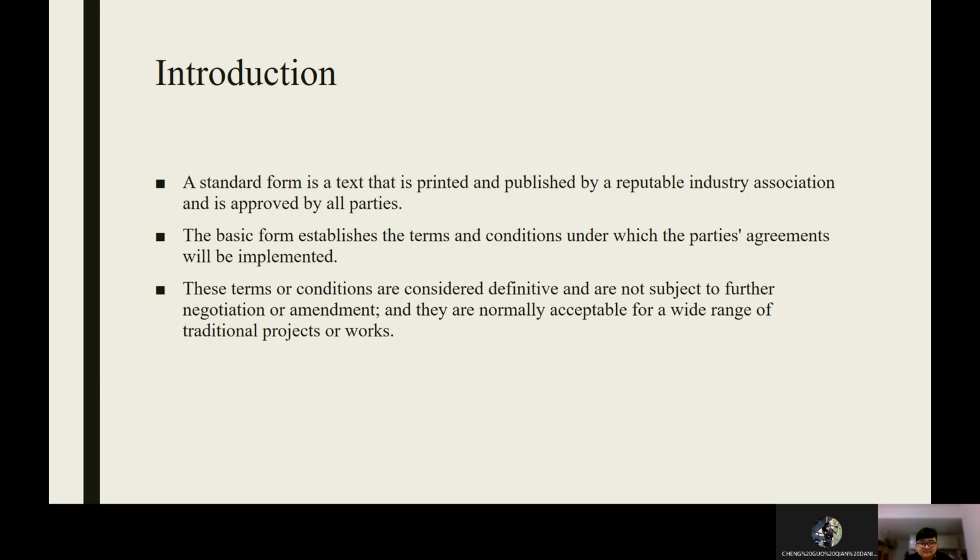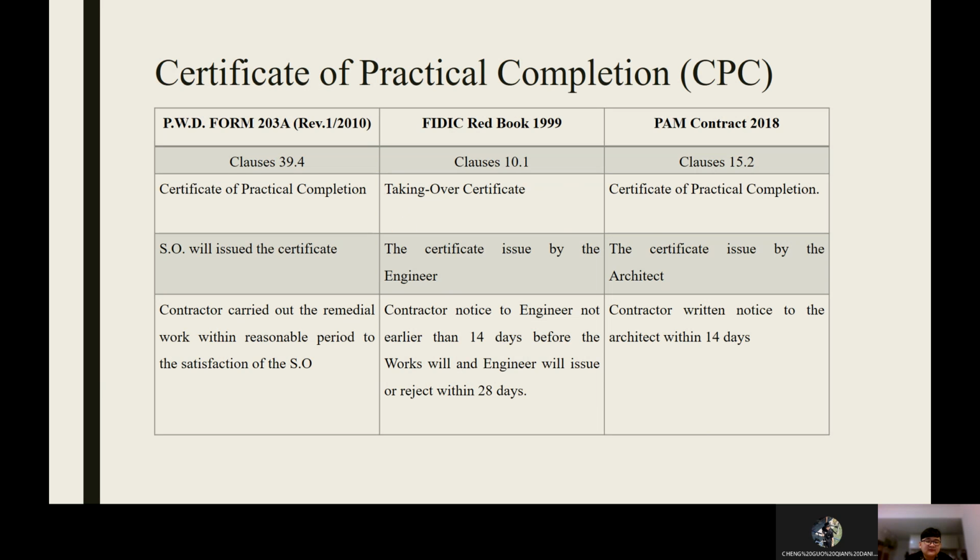Now I want to talk about the difference between the standard forms used in Malaysia for each topic. First, for CPC, which is Certificate of Practical Completion. In the PWD form, the clause used is 39.4. It is Certificate of Practical Completion, and the SO will issue the certificate. The contractor carried out the remedial work within a reasonable period to the satisfaction of the SO.